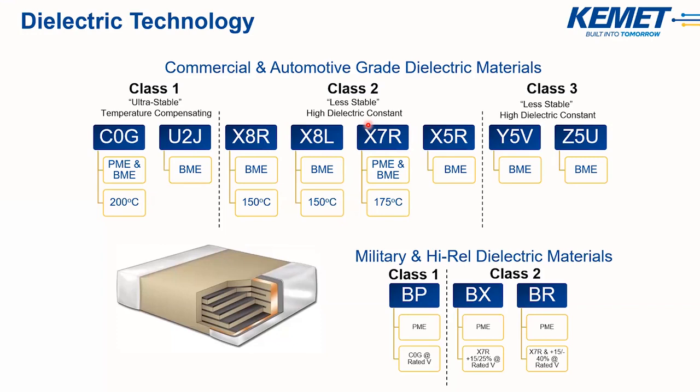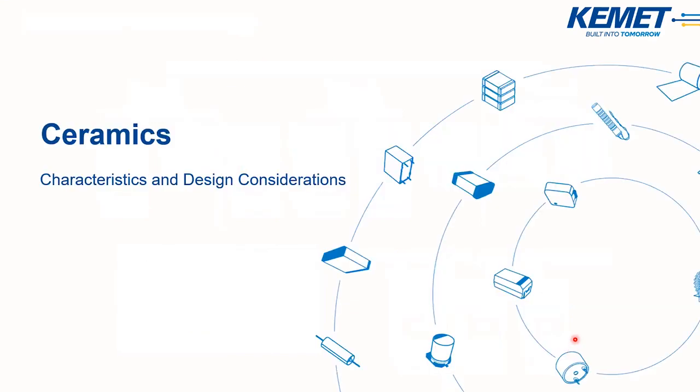Within each of these classes, we designate the dielectric using 3 characters such as C0G, U2J, which is defined by the EIA 198 specification. For some military and high reliability dielectrics, they use 2 characters, and they're similar to the X7R or the C0G dielectrics, but there's a voltage component to the capacitance. Now we're going to go into the design and characteristics.